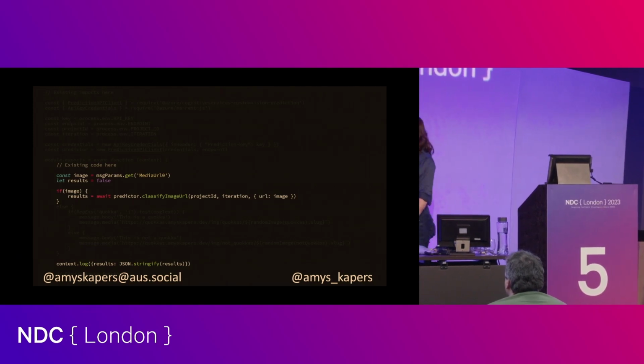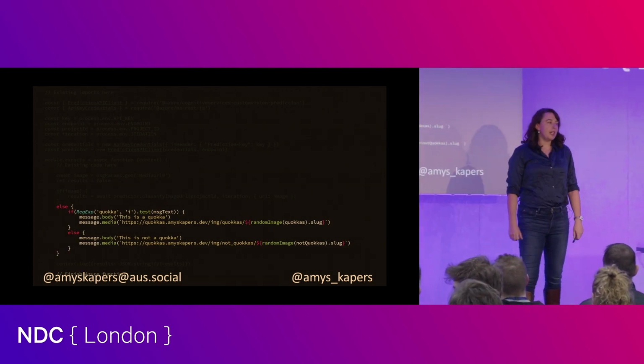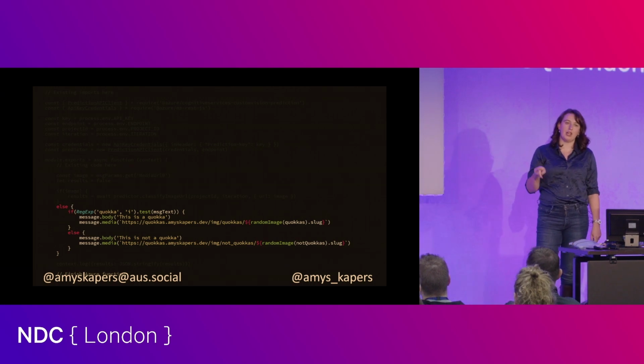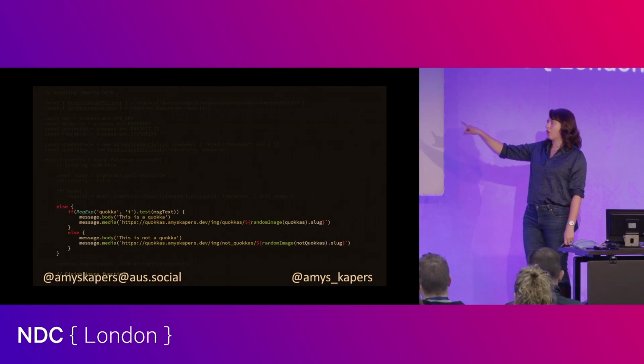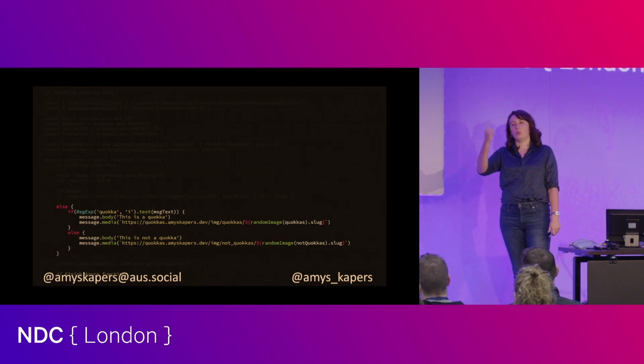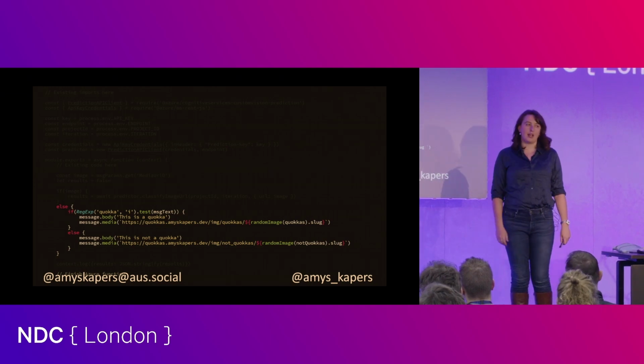So this is where we've sent our image through to. We're then going to go through and remember, if somebody hasn't attached an image to the message, we're going to run the test that we did before. Does it include the word quokka? We're going to assume that they asked for a picture of a quokka. If not, it's going to send a picture of my dog.